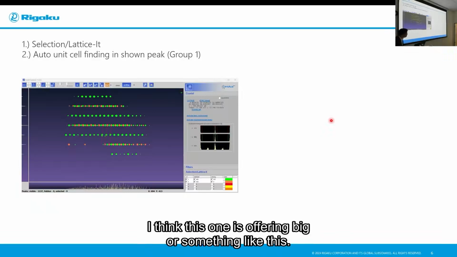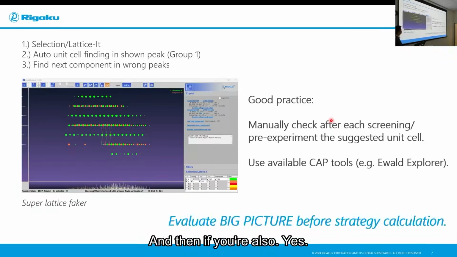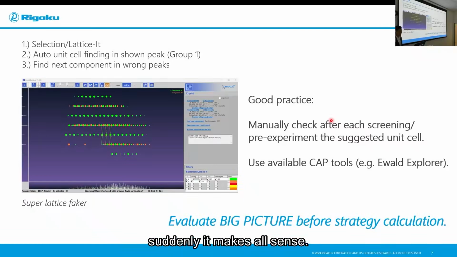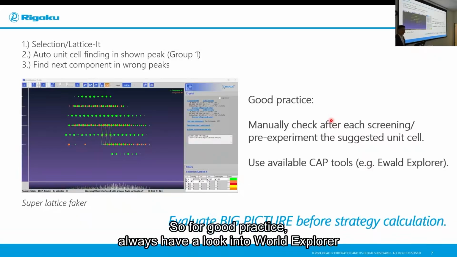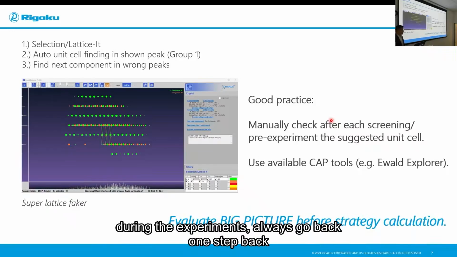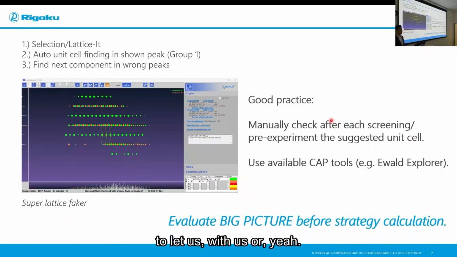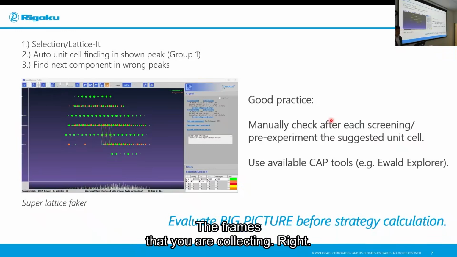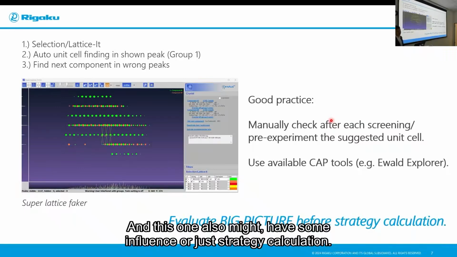I think this one is orthorhombic or something like this. Monoclinic, yeah, sorry, it's monoclinic, and then if you also check for example twin, suddenly it all makes sense. So for good practice, always have a look into the Ewald Explorer, and not only trust the indexation that you see during the screening or during the pre-experiment. Always go one step back to Lattice Wizard and then use the Ewald Explorer. Always also have a look at the big picture, not only the statistics that you see on the right side, but it might also be worth checking the frames that you are collecting, right? This might also have an influence on your strategy calculation.